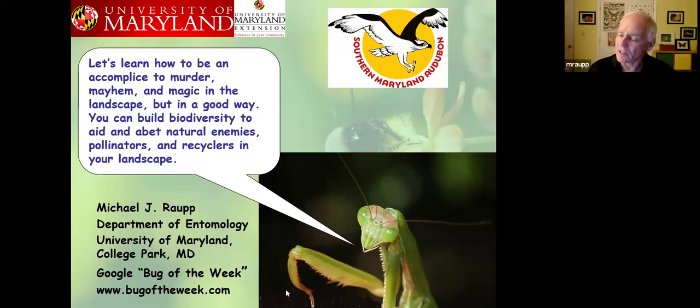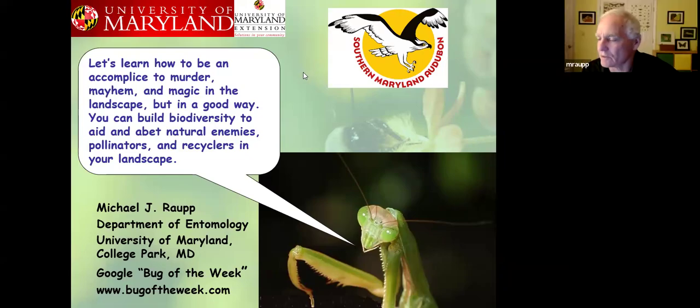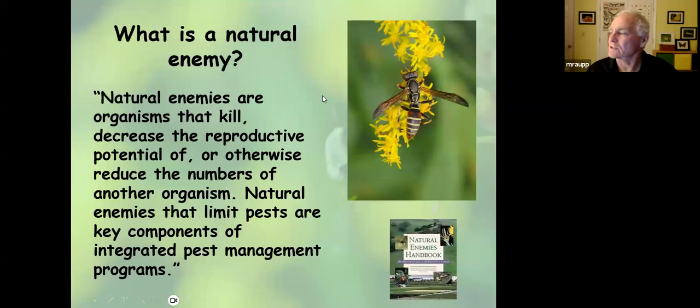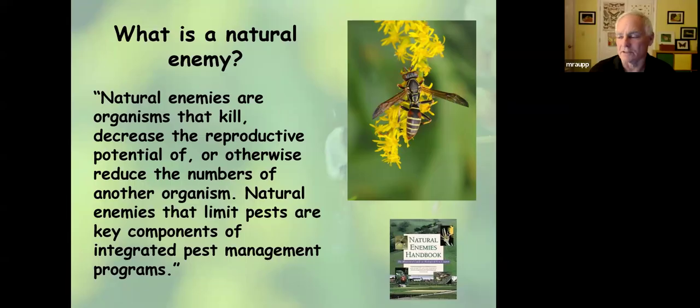And let's learn how we can build biodiversity to aid and abet the natural enemies, pollinators, and recyclers in our landscape. Well, first, we got to start with a few definitions, I think. First, we'll start with this business of what is a natural enemy. Well, natural enemies are organisms that either kill or impair the reproductive potential of another organism.